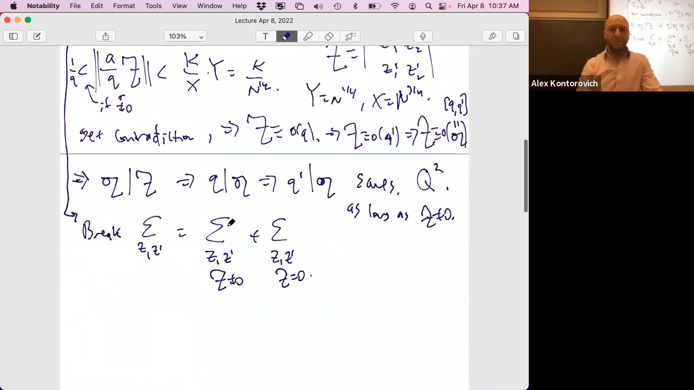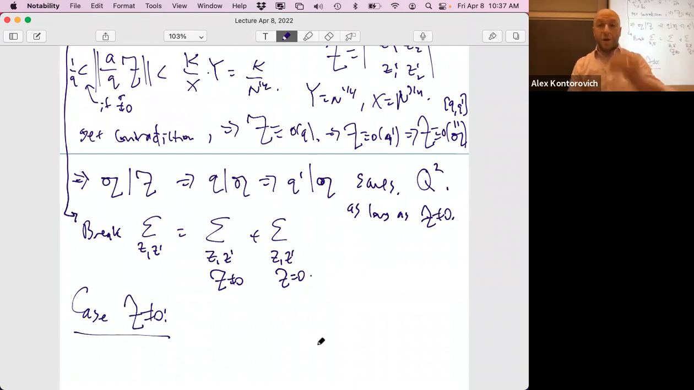All right. Well, let's continue with this Z not equal to 0 case. We've already saved Q squared. Let's try to finish it. What more is there? So let's consider case Z not equal to 0. Well, if Z is not equal to 0, then again, Q and Q prime are determined once frac Q is determined, which is determined basically by Z.